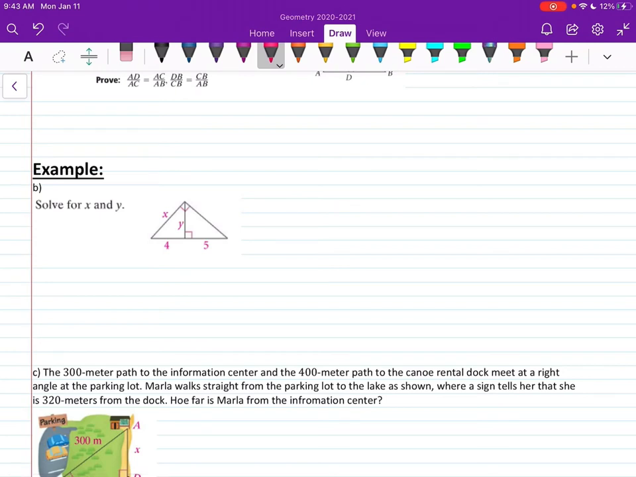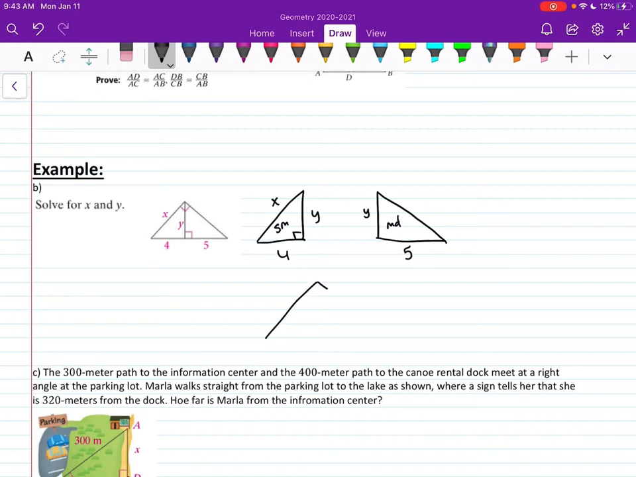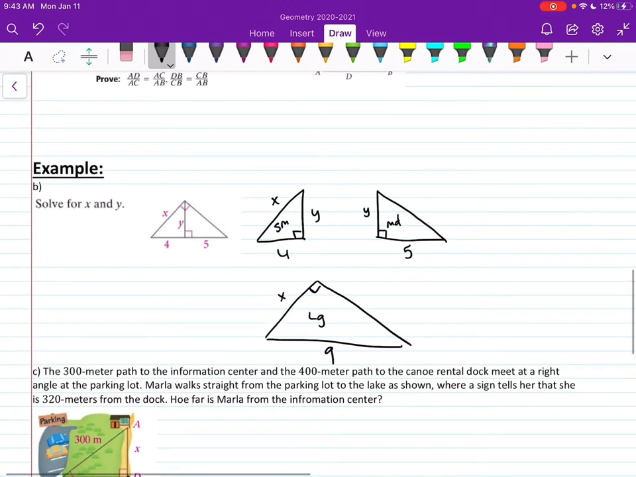Examples. Solve for x and y. All right, so the first thing I like to do is go ahead and divide up my triangles. So x, y, 4, and then over here, this is my small, here's my medium. I have y, 5, and I don't know. And then on my large triangle, I'm going to put my right angles here. I have 9, right, because 4 plus 5 is 9, and x.